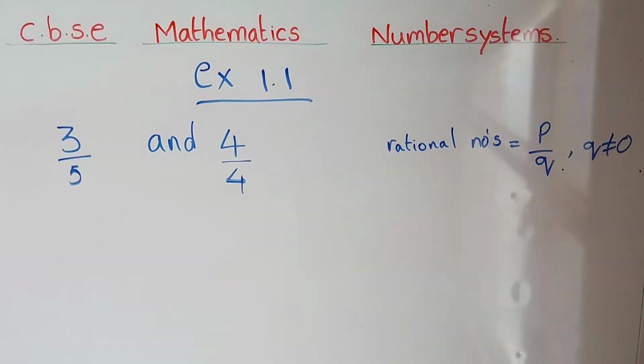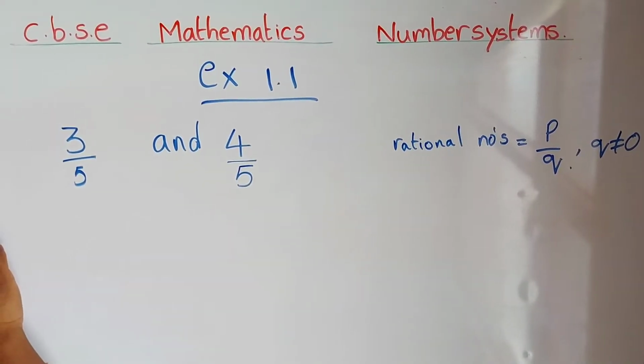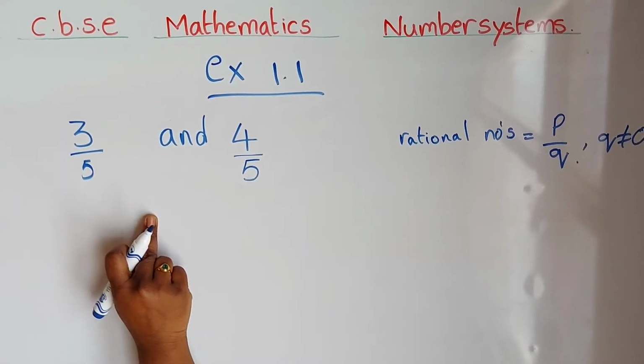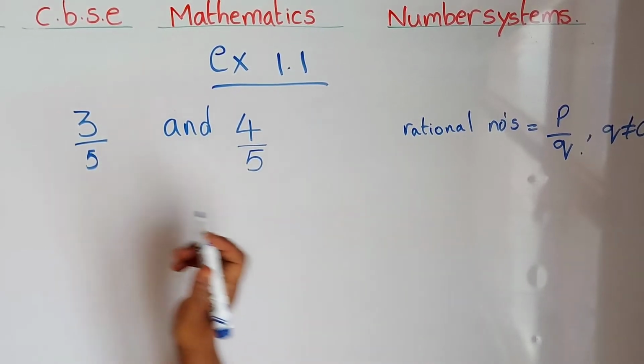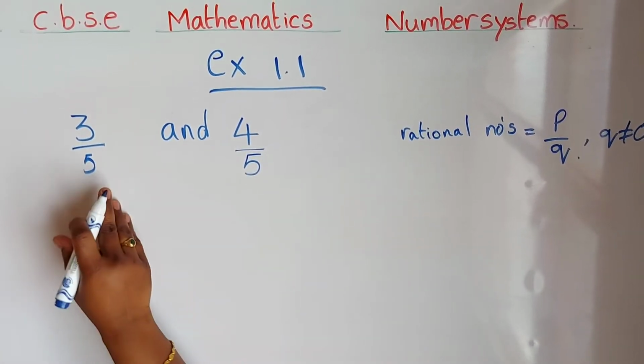Clear, children? Question 3, children. Find 5 rational numbers between 3 by 5 and 4 by 5. Again, we have to repeat the same process. This is already in the form of p by q.